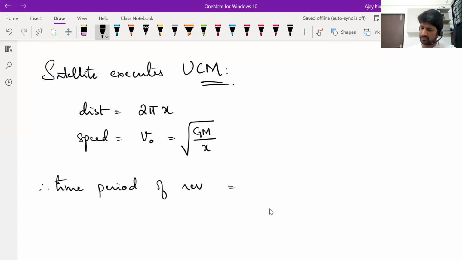Total circle circumference, that is 2 pi x, divided by the speed with which the satellite revolves, that's the orbital speed. Simplify this, it becomes 2 pi x divided by root GM by x. So it becomes 2 pi under root x cube divided by GM. This is the time period of revolution of a satellite around a planet.